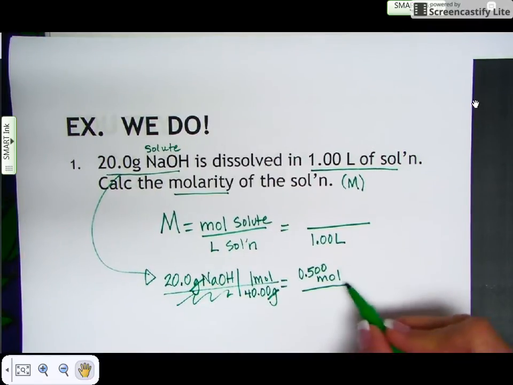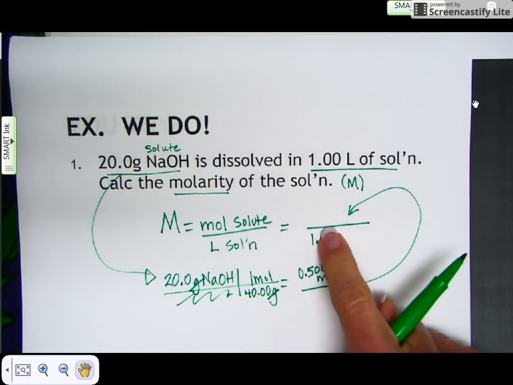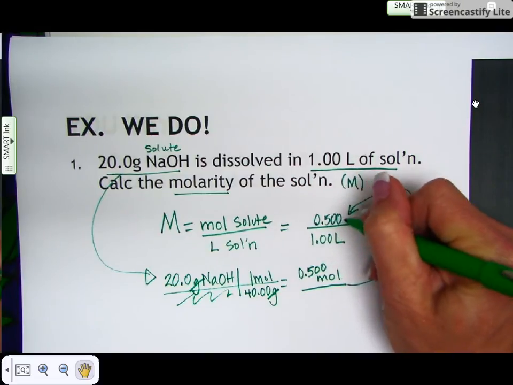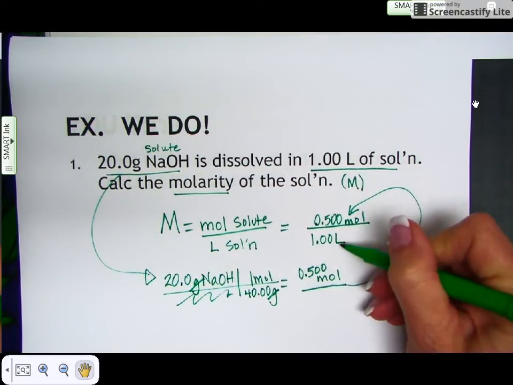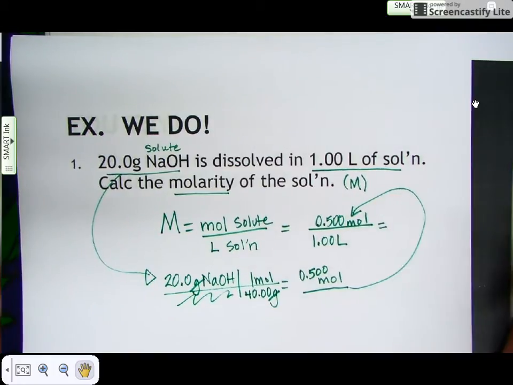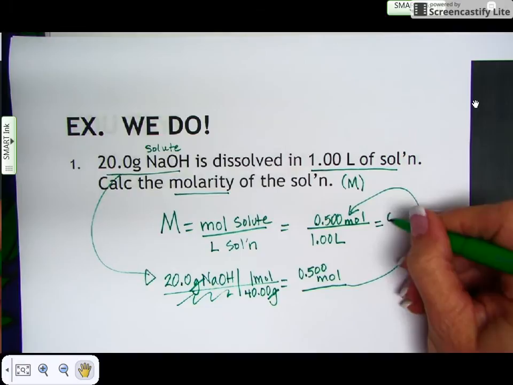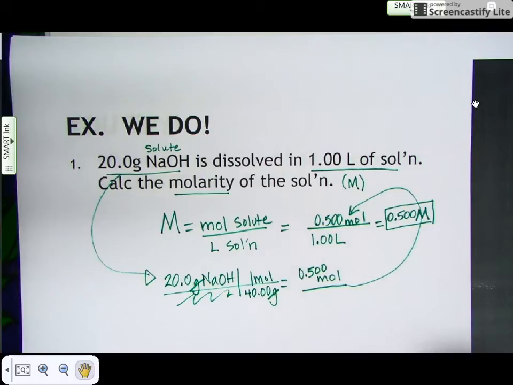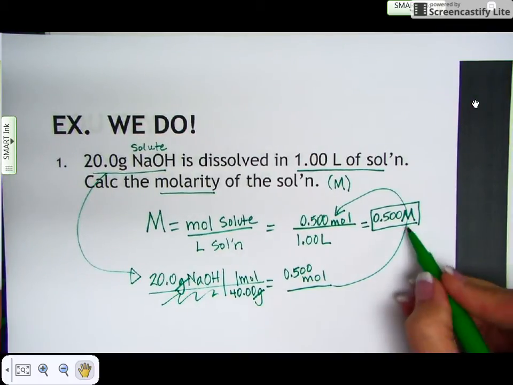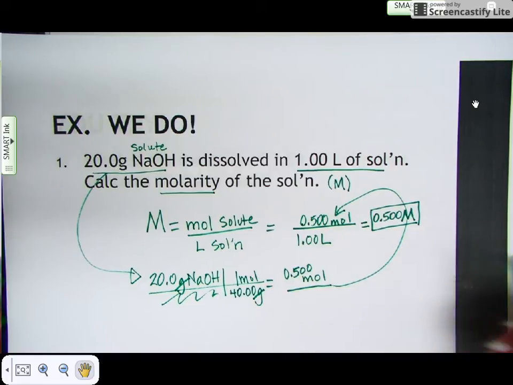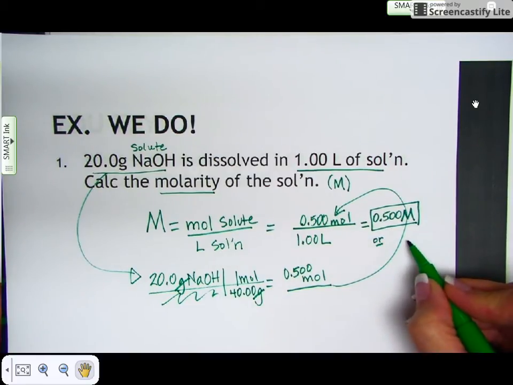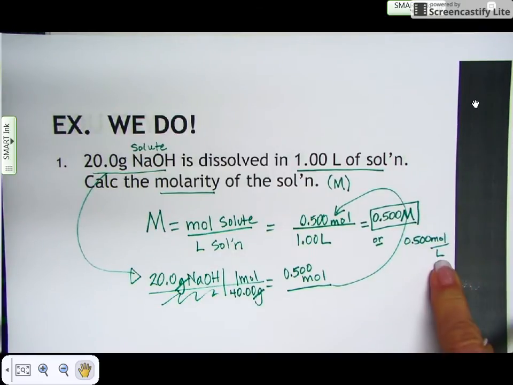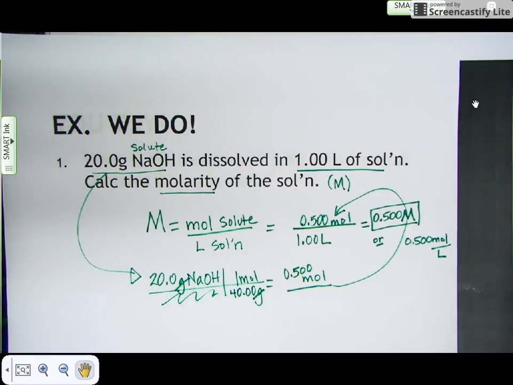So now this number here can plug in to the numerator of our formula where moles of solute goes. So that's going to be 0.500 moles divided by 1.00 liters, which gives us for our molarity 0.500 molar. That will be your answer. You sometimes see this expressed as a unit as moles per liter. So you could write it as 0.500 moles per liter as the unit. So that's our first example.